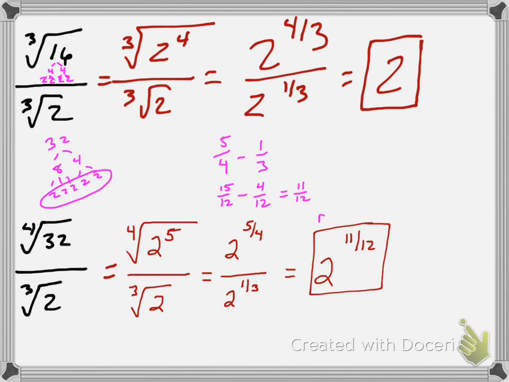Now, what if I asked you to give me the answer as a radical? What would you write? No, the answer as a radical. The 12th root of 2 to the 11th.